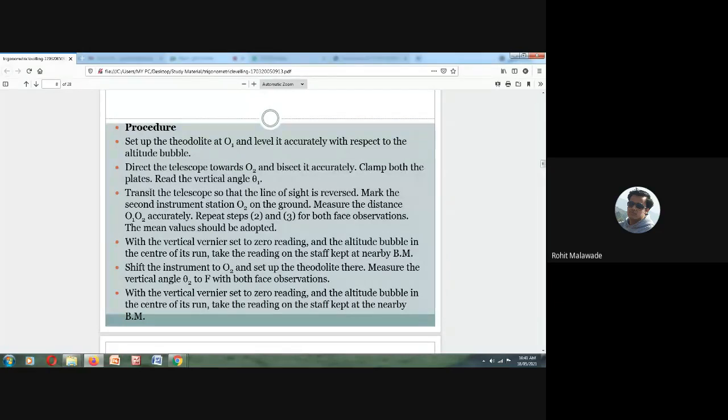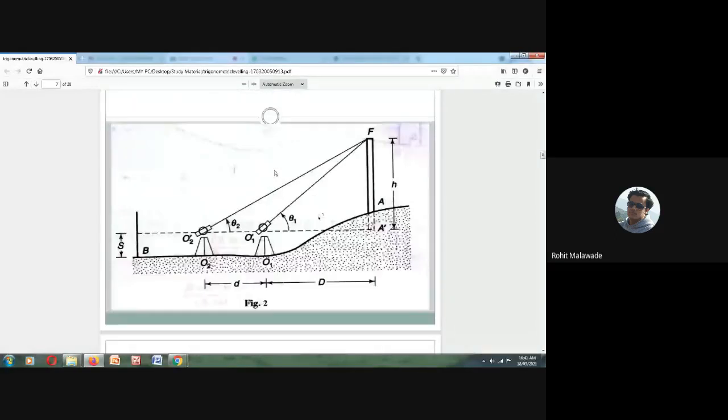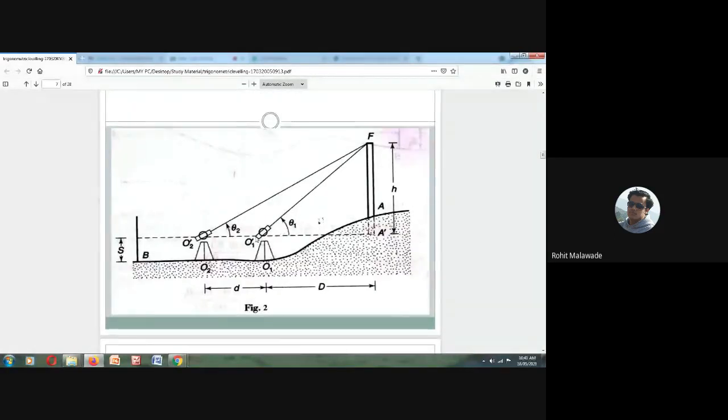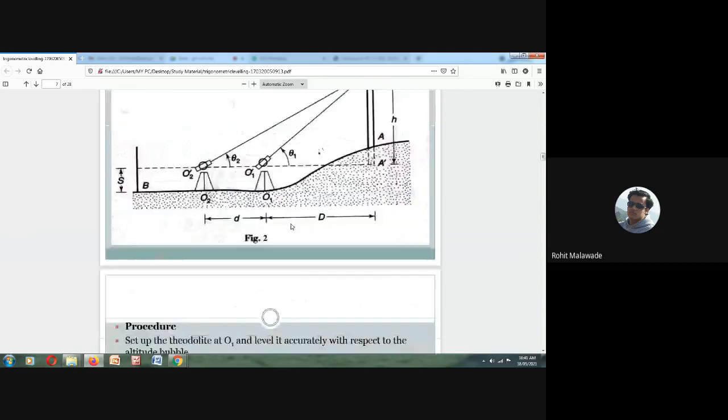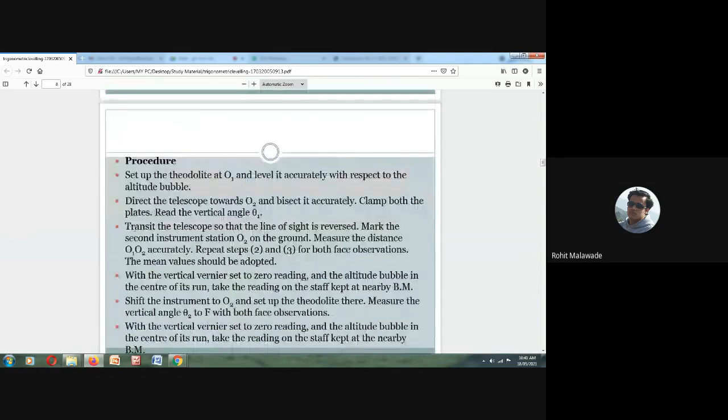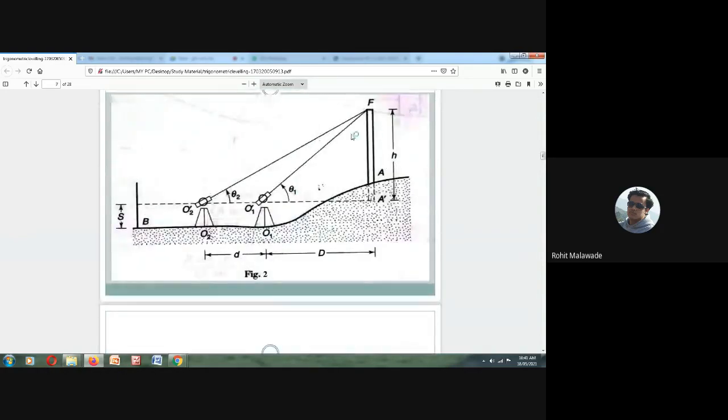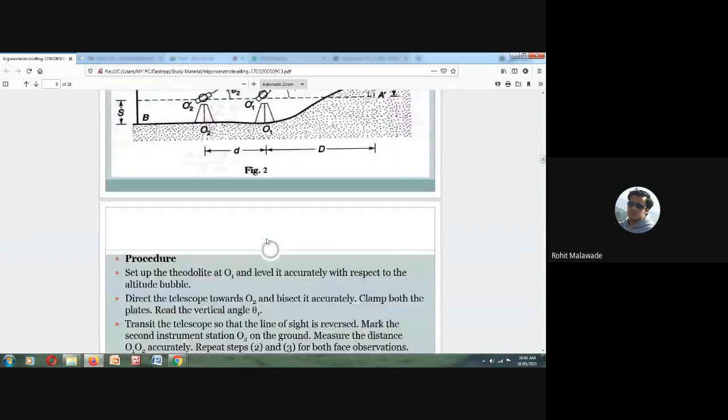And clamp both the plates and read the vertical angle. So set the instrument, level it, center it, and then we are going to sight the point F and note down the angle theta 1. This theta 1 is nothing but the vertical angle from point O1.